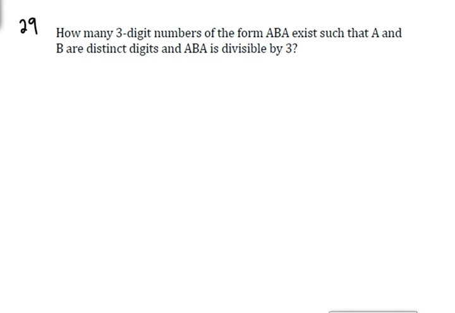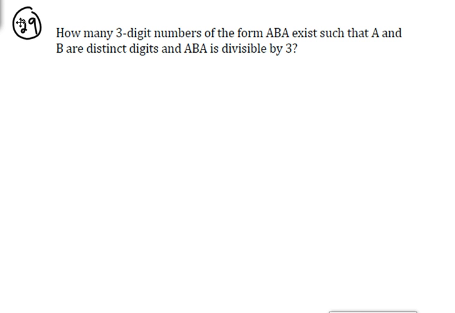This is number 29 from the 2013 mock contest, sprint round number 2. It says, how many three-digit numbers of the form ABA exist such that A and B are distinct digits and ABA is divisible by 3? And so when doing this, you have to think through how you're going to count these problems.